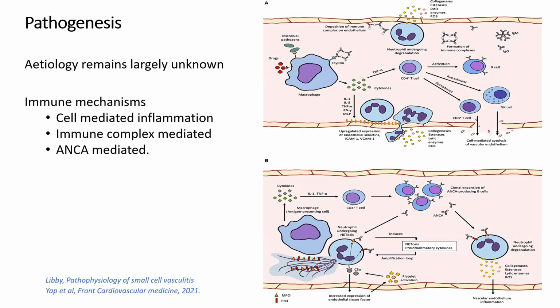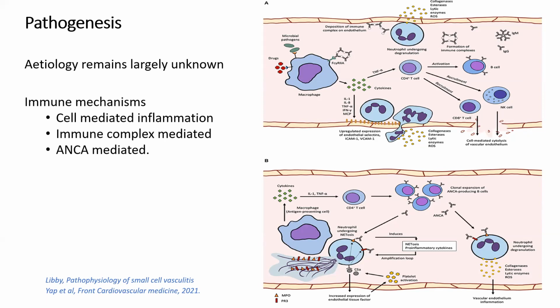Let's look at the pathogenesis of vasculitis. The etiology remains largely unknown, but we know that it occurs via immune mechanisms, and there are 3 pathways that have been identified. It can occur as a cell-mediated inflammation, an immune complex-mediated inflammation, or ANCA-mediated, that's anti-neutrophil cytoplasmic antibodies. The diagram on the right, which I sourced from an article from Frontiers in Cardiovascular Medicine, seeks to help explain what actually happens.